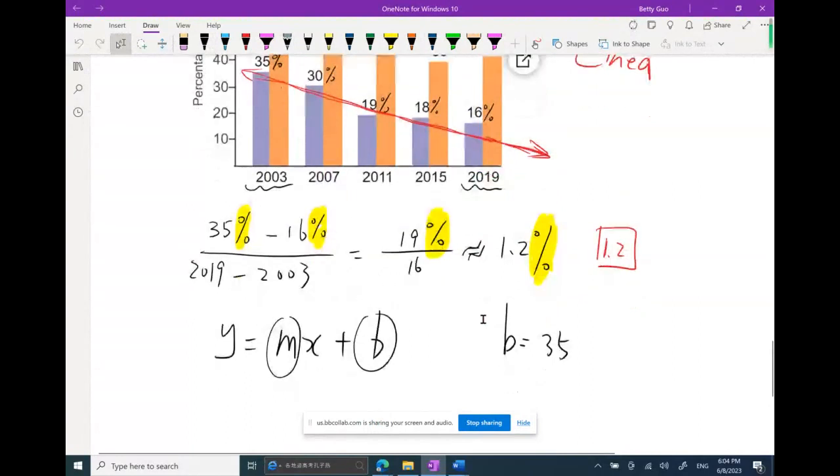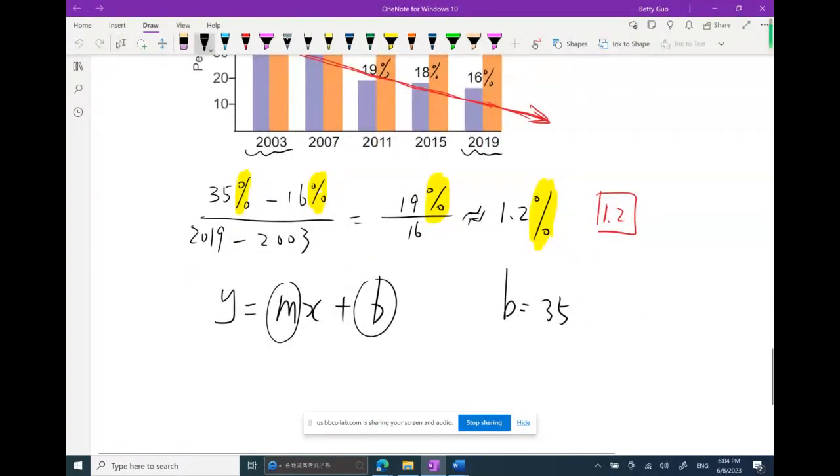But we do not use the percent sign anymore because our problem says p here represents percent. So we need to be very careful. p here is already percent. So when we use the value of b, when we let x be 0, the initial year 2003, we do not put 35% here, instead just 35, because it's already a percentage. And t is in years, right? x is in years since 2003.